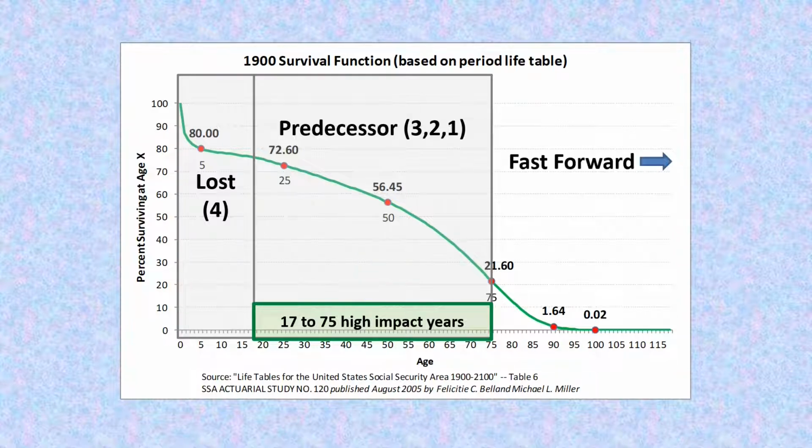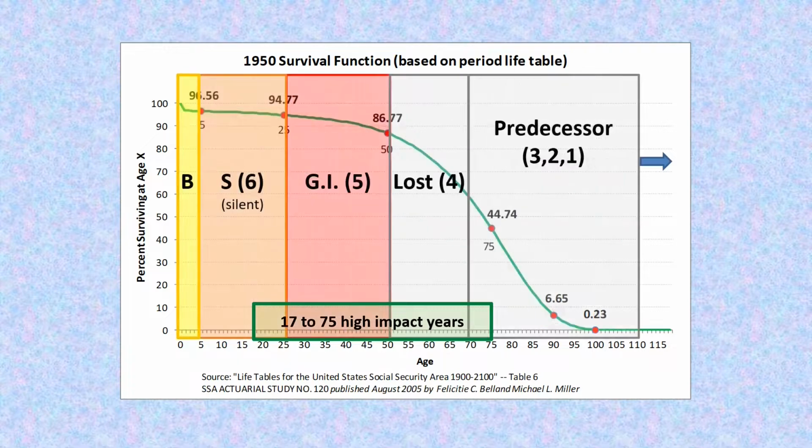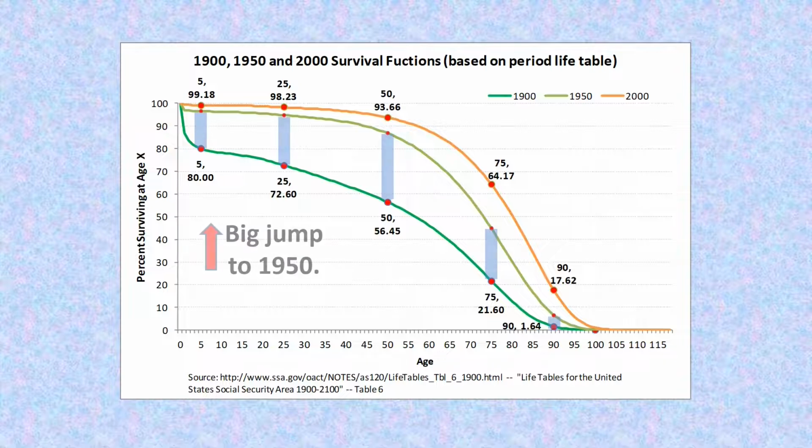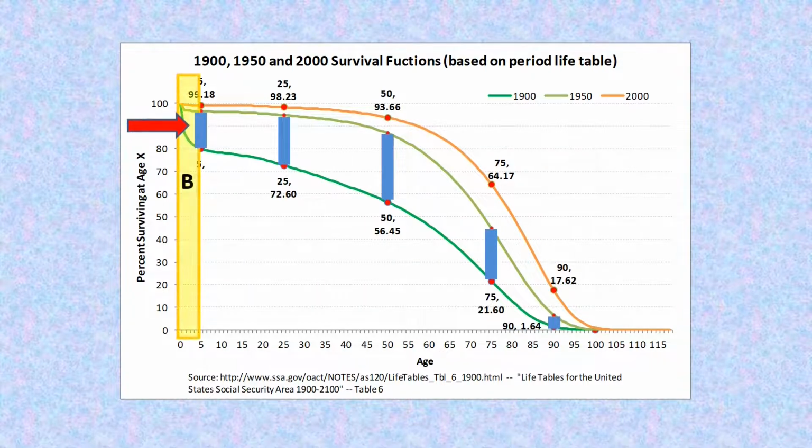Let us now fast forward 50 years to find the predecessor generations aging out of high-impact years by 1950, with the lost generation in their prime, along with the GI or World War II's greatest generation, and the early years of the silent generation that would come of age at the end of World War II and shortly after. Over 50 years, these generations, from predecessor 1 to silent 6, were instrumental in the big jump in survival to 1950, which greeted the baby boom.